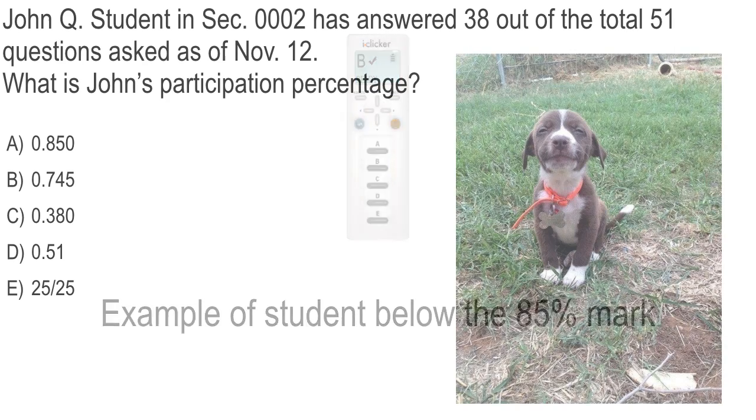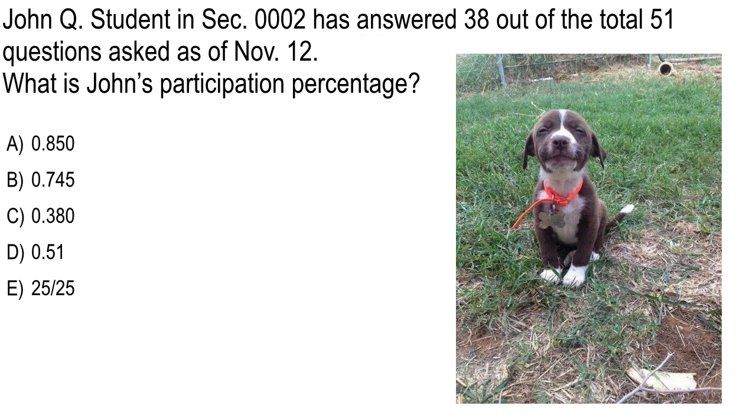All right, question number 1. John Q. student in our section has answered 38 out of a total 51 questions as of November 12th. What is his participation percentage? All right, now the correct answer is on there. You go ahead and calculate. And this is the first thing that you have to do. If you're below 85%, this is what you've got to calculate.